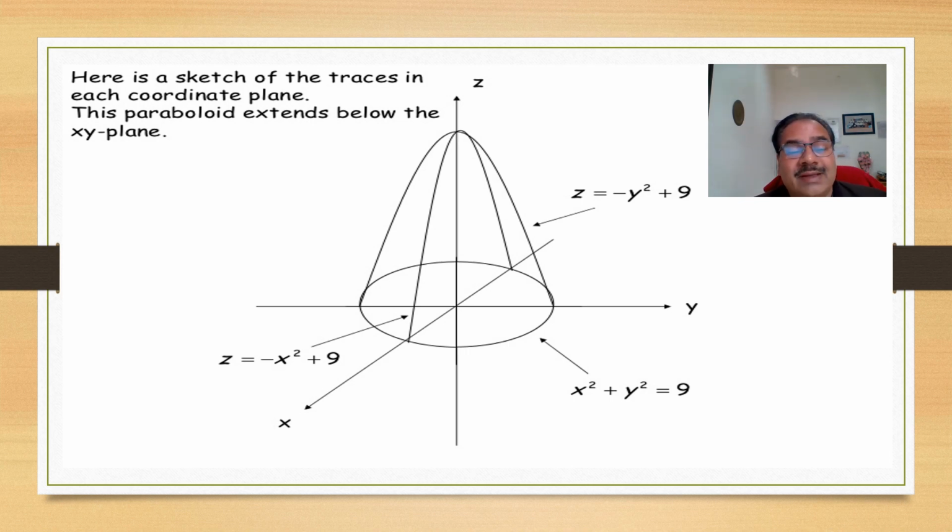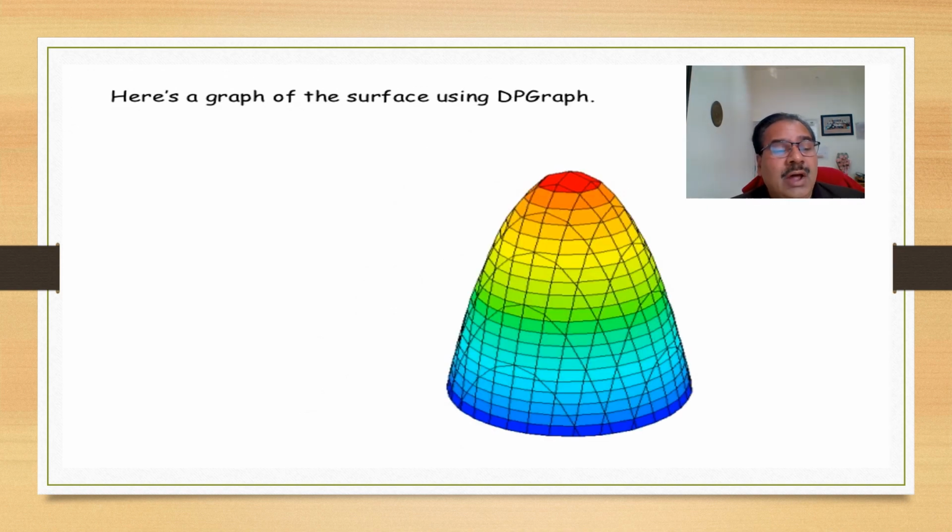This paraboloid extends below the xy plane. So this is the beautiful picture we have already discussed. This is the circular base. This is a parabola, z equal to minus y square plus 9. This is the circle x square plus y square equal to 9. This is again a parabola, z equal to minus x square plus 9. And this is the paraboloid extending below the xy plane. Now here is the same graph of the surface, a beautiful graph, which you can make with those mathematical equations.